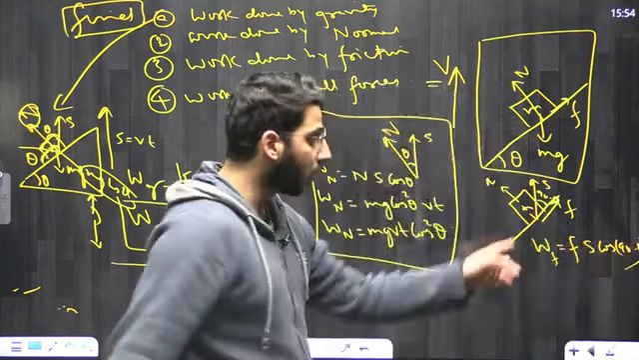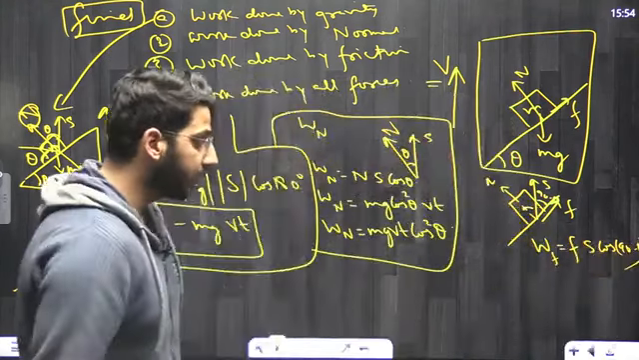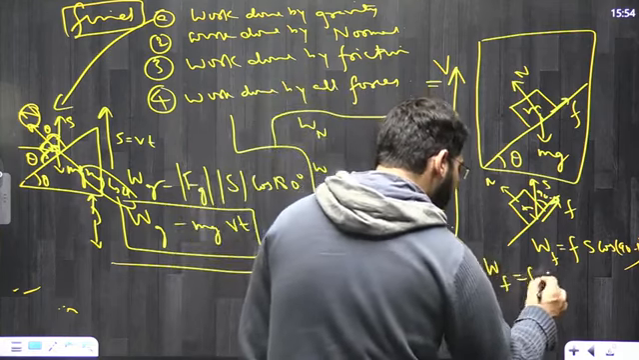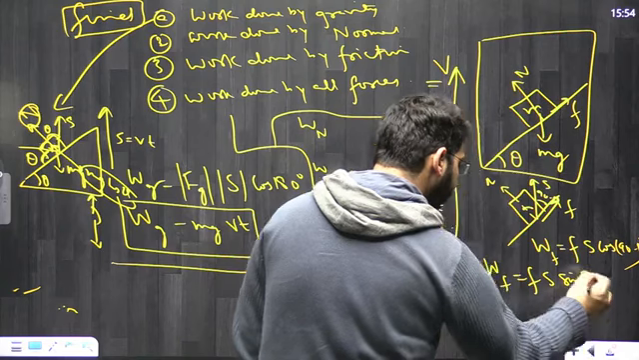Why? Because you have to take the cos of the angle between them. So that's 90 minus theta, and cos(90 minus theta) is sin theta. So work done by the frictional force is equal to Fs sin theta. But what is F?